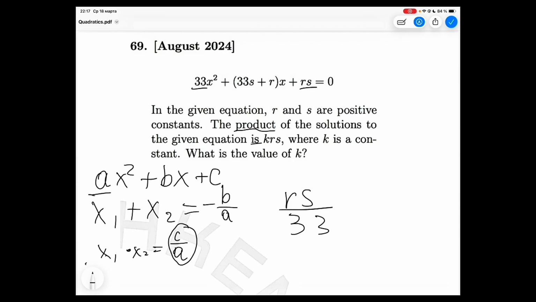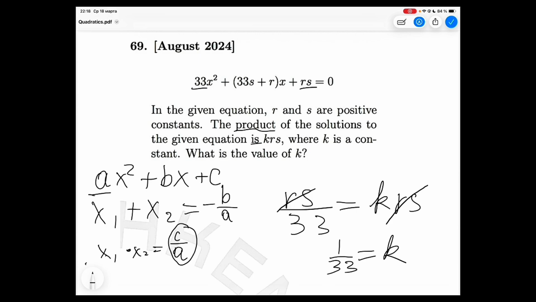And their thing is, wow, I see the word is. If you watched my previous videos, you probably know what the word is represents. Yeah, is means equal. Key rs, and these rs are going to be reduced, and 1 over 33 equals k. There you go. We found the answer, and k is equal to 1 over 33.